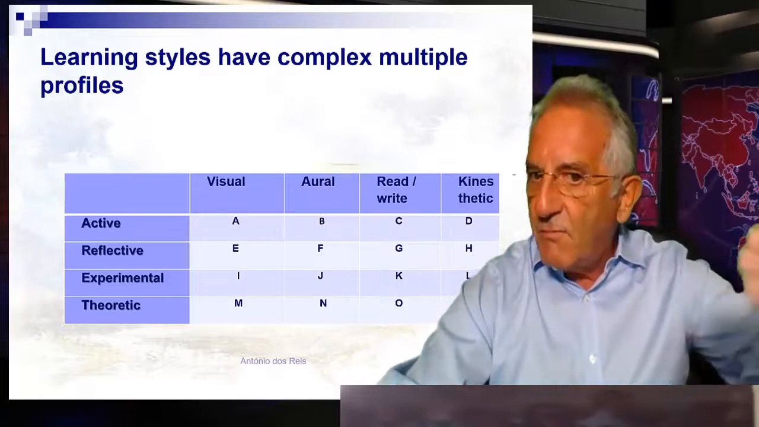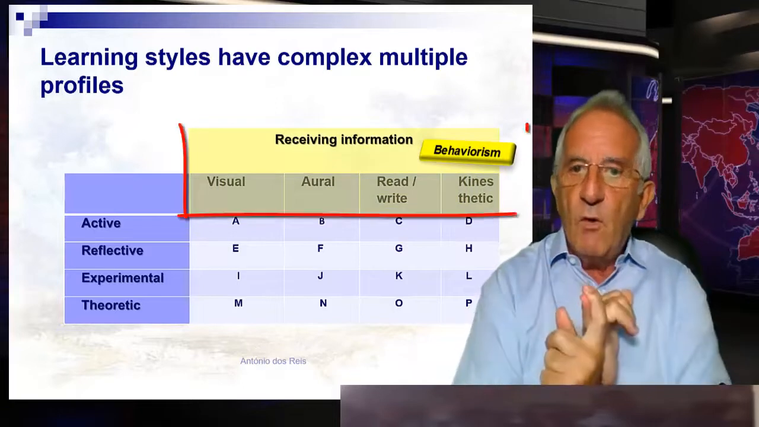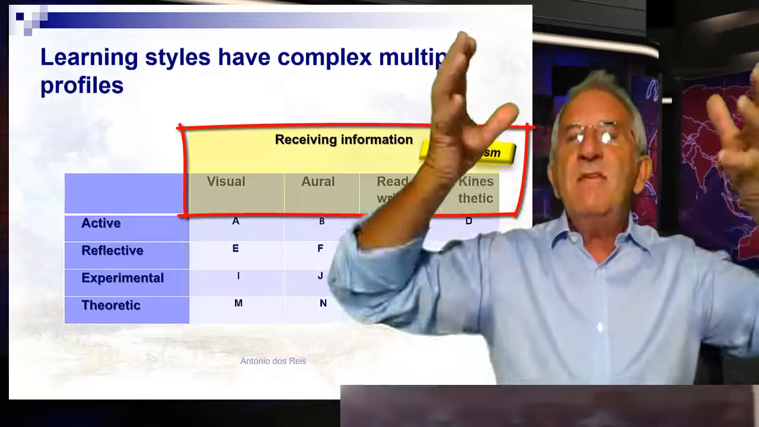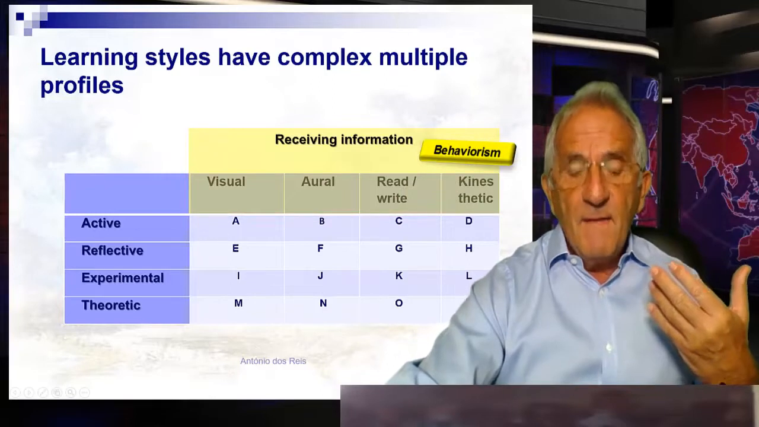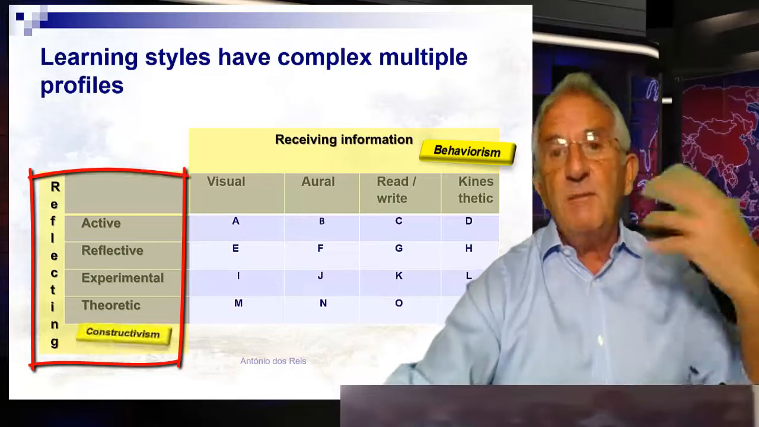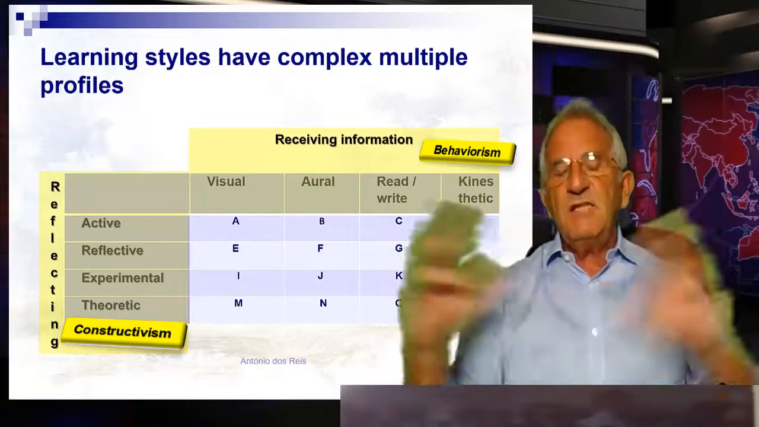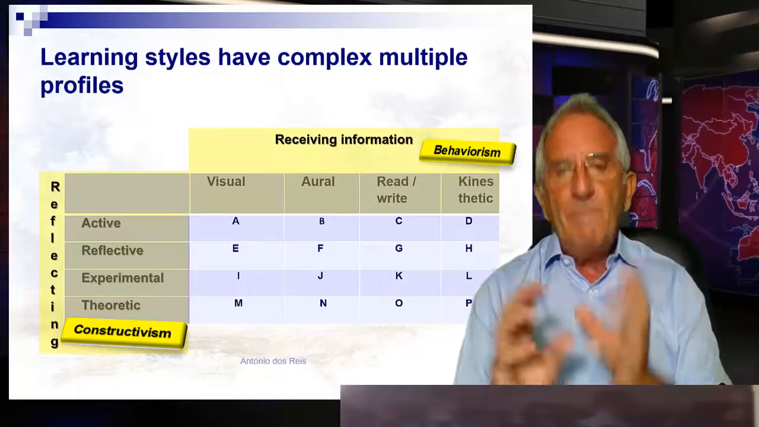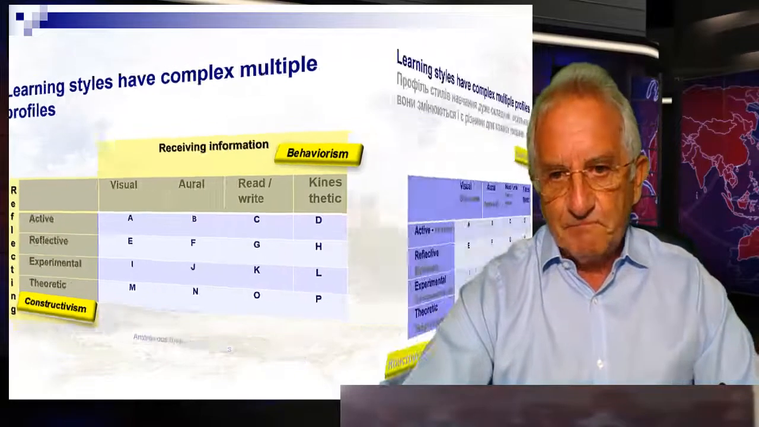Let's reflect a little bit more about it. We are receiving information. In fact, we are more visuals, orals, reading and writing, and kinesthetics. This is in a behaviorist moment. But if you are reflecting, now we have a different perspective. We are actives, reflectives, experimental, and theoretics. And this is constructivism. This means that there are no real contradictions in these two perspectives, but in fact they are in different moments of the learning process.